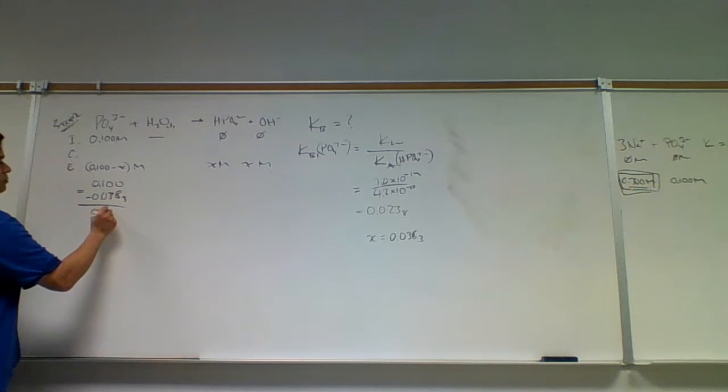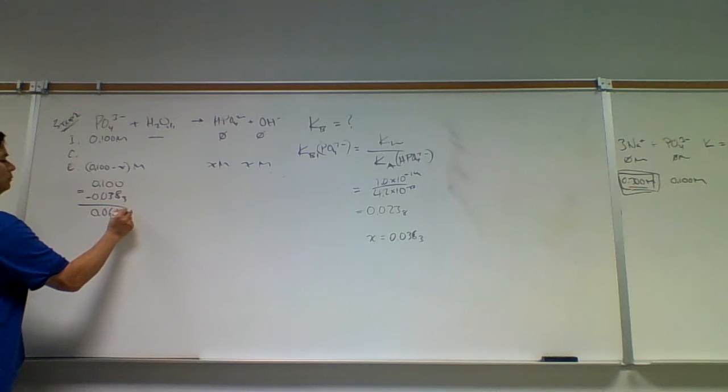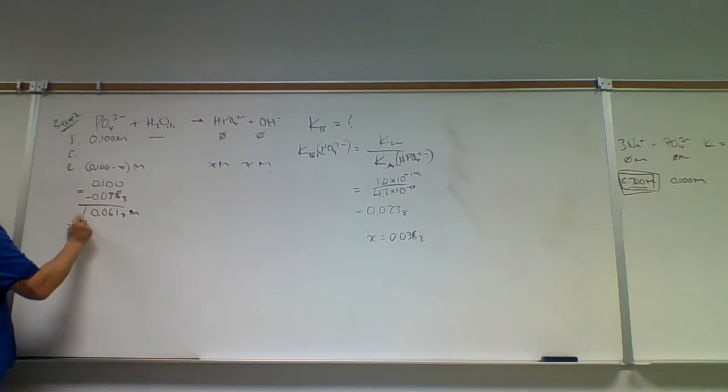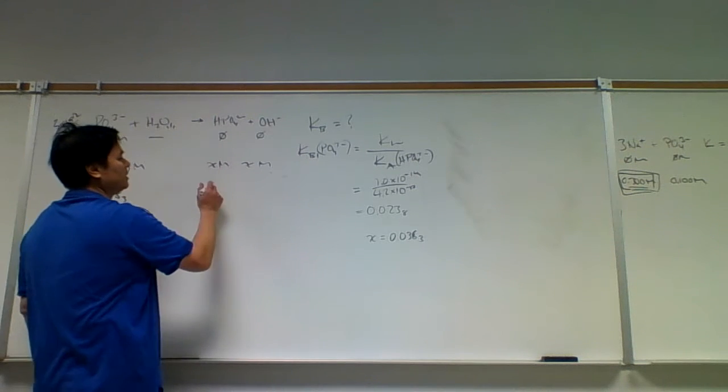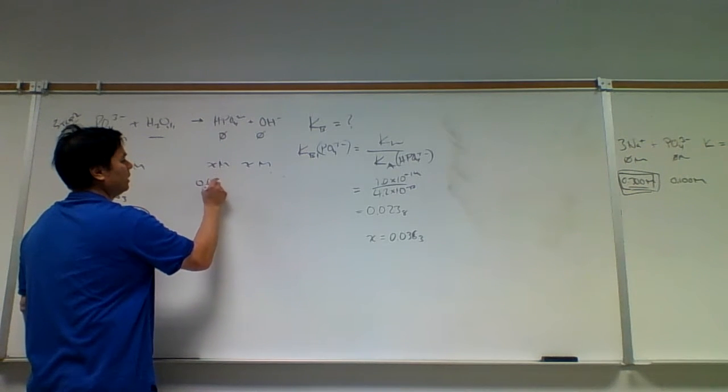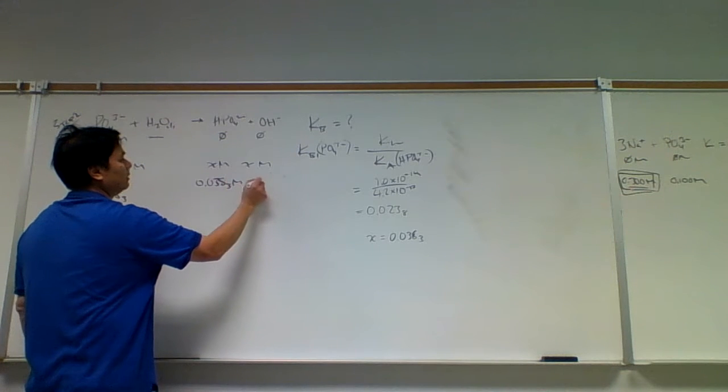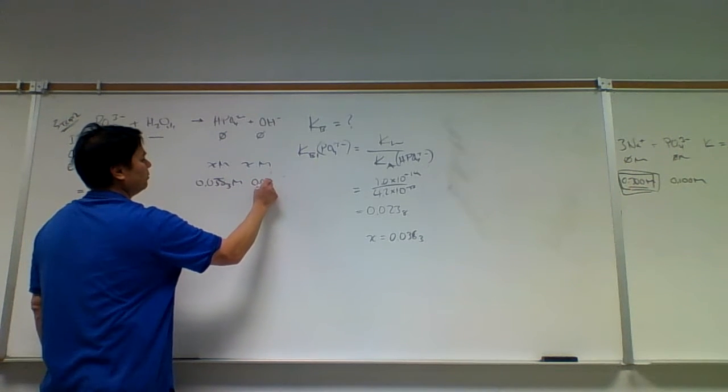And so this is going to give us 0.0617. And so 61.7% remains unionized, 38.3% was ionized. The HPO4 2 minus was 0.0383 molar, and the hydroxide 0.0383 molar.